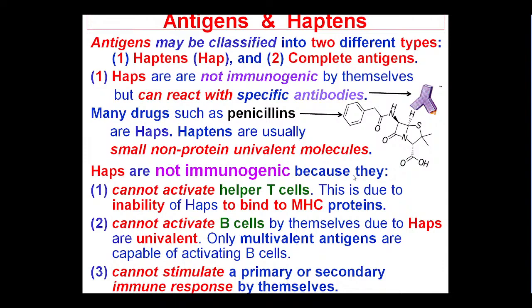Haptens are not immunogenic because they can't activate T helper cells, due to the inability of haptens to bind to the MHC proteins. Do you remember? Major histocompatibility proteins. They present complete antigens to the T cells. Haptens can't bind to the MHC. Haptens can activate B cells that can stimulate immune response by themselves.